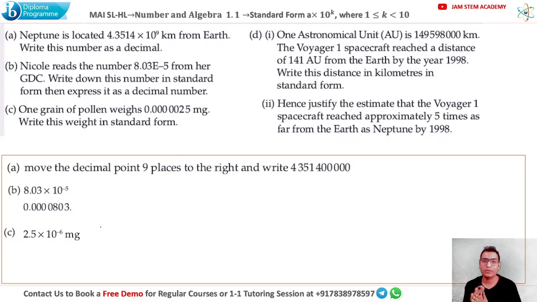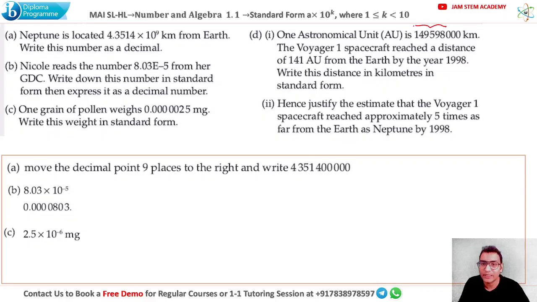Okay, now the next part. D says one astronomical unit is this many kilometers. Okay, we need this value later. Astronomical unit. Now, the Voyager 1 spacecraft reaches a distance of 141 astronomical units from the Earth by the year 1998. Write this distance in kilometers in the standard form.